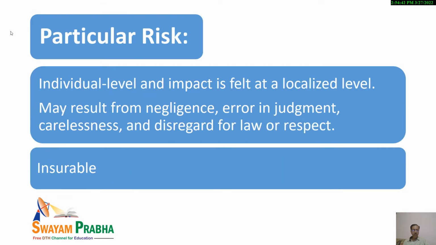Now, particular risk. You see, the impact is very low, and these are basically at a localized level, and such a particular risk will be affecting a brief, limited area. It may result from negligence, it may result from error in judgment, it may even result from carelessness, and it may also result from disregard for law and all that. So it will be affecting a particular entity, a particular area, a particular person. So a particular risk is also insurable, and the insurance companies are covering such type of risk.